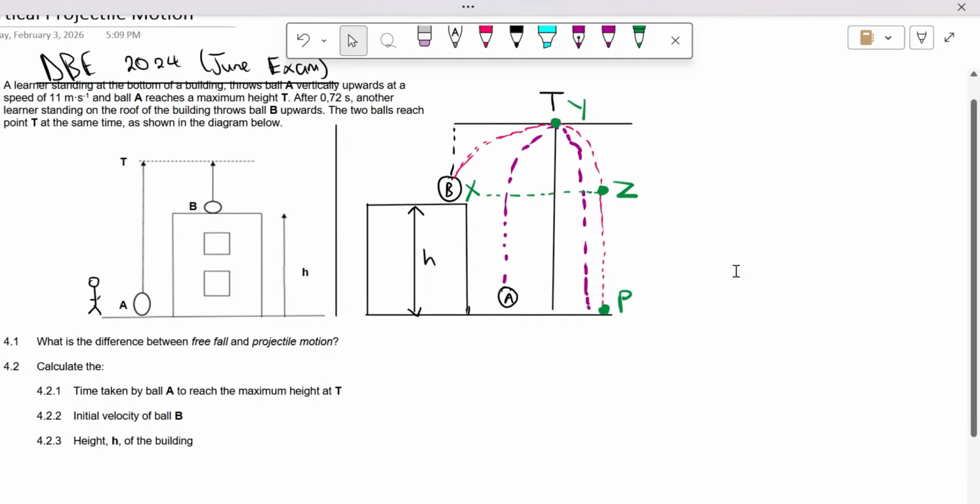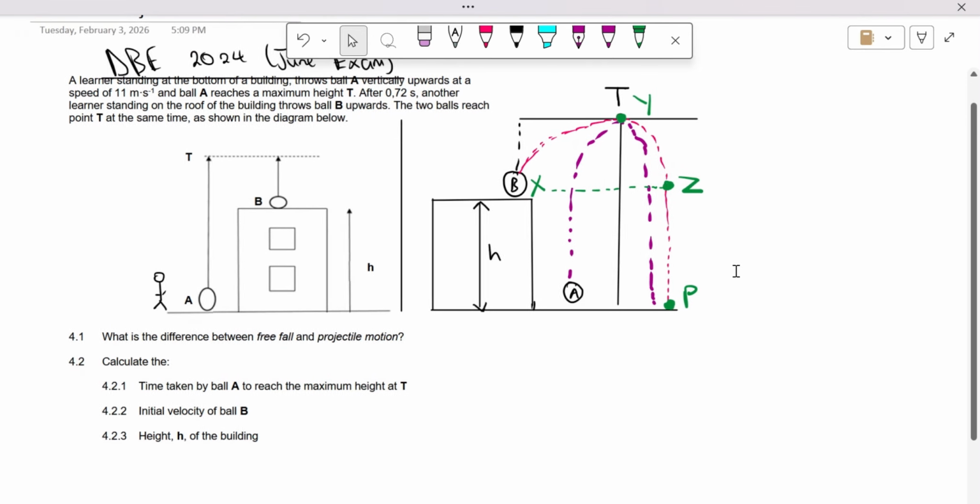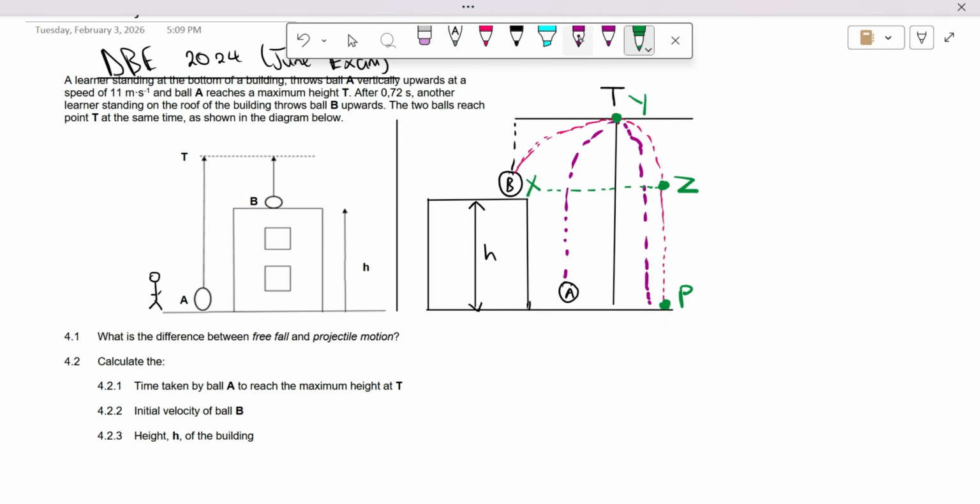Okay, now I can start answering the questions. But before I do that, remember, we must choose a direction. So this is me in the exam. I am sticking to my direction and I'm choosing upwards as positive, and automatically anything downwards must be negative, right? Now I can start answering the questions.